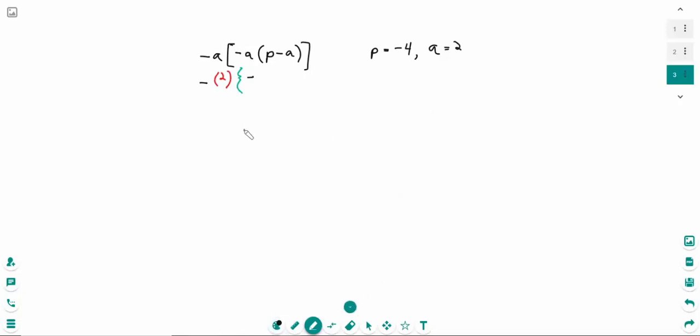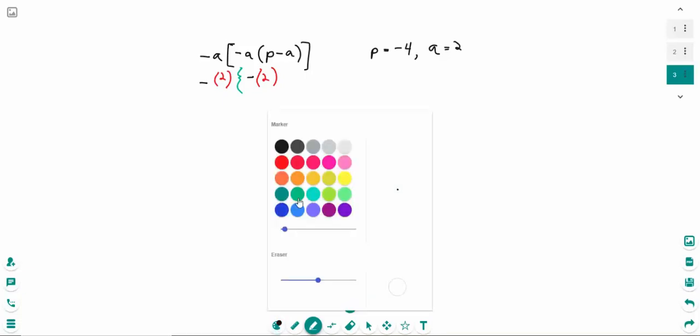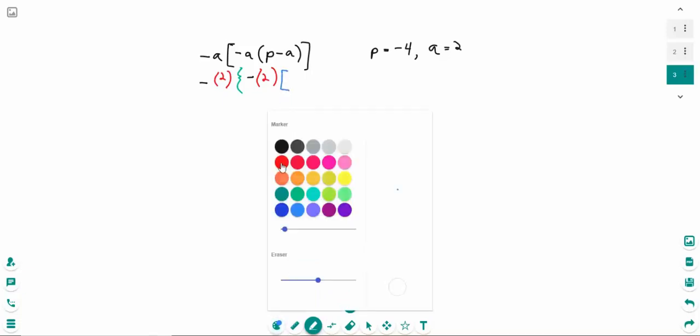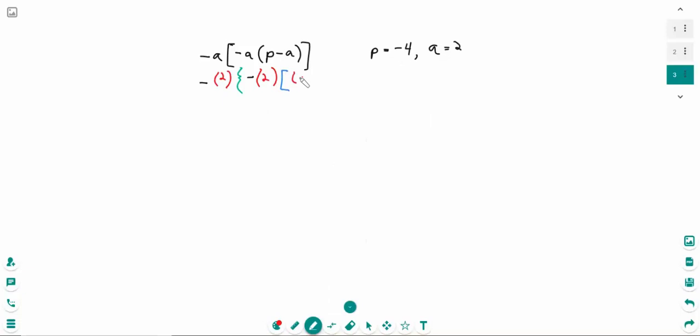That just comes right down. Then we have an a, another variable, so we plug it in, set of parentheses. Then we have a parenthesis, which we're going to upgrade. Yeah, so we'll go to maybe this color. So upgrade to a bracket. And then we have a p, which is a variable, so we have a negative 4. And then we have a minus sign.